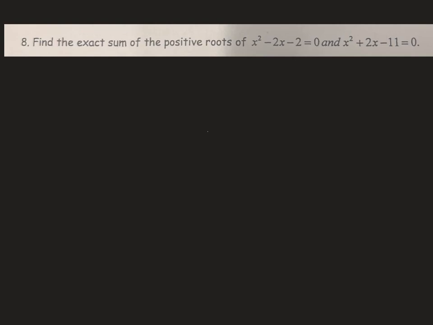Alrighty, let's take a look at this question. It says find the exact sum of the positive roots of that quadratic equation and this quadratic equation. There's a fair bit going on here. First of all, when they say the word roots and they give you an equation, what they're asking for is the solutions. That basically means, what is x equal to, right?